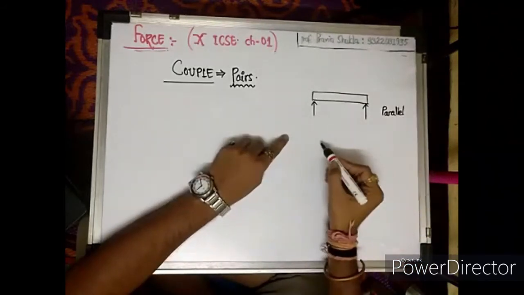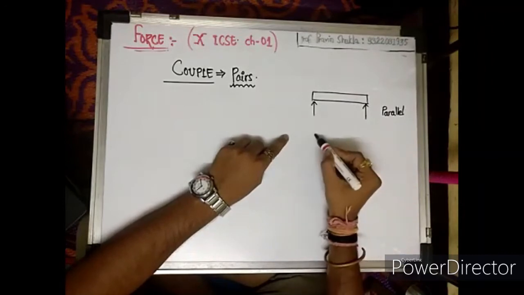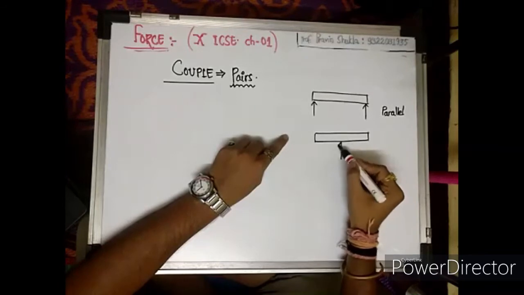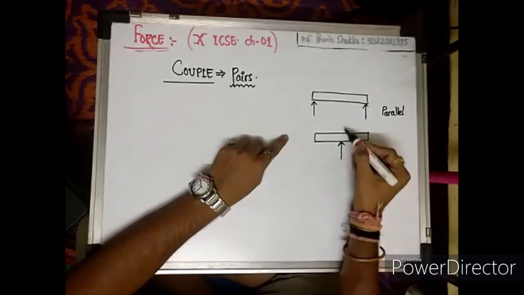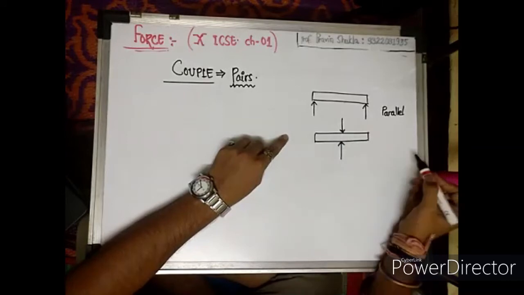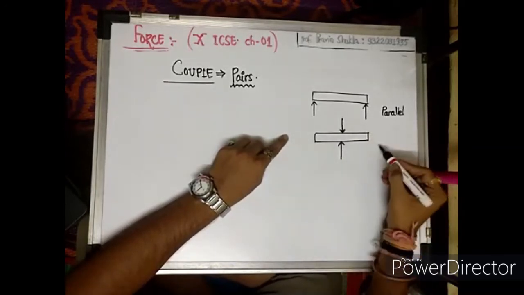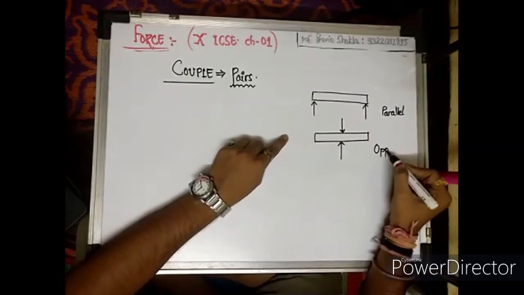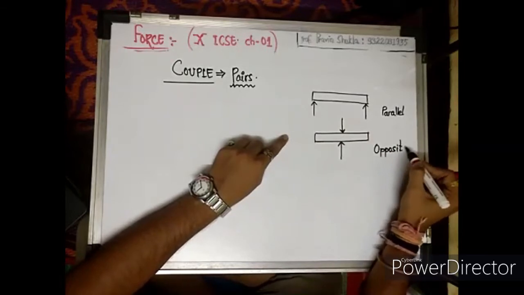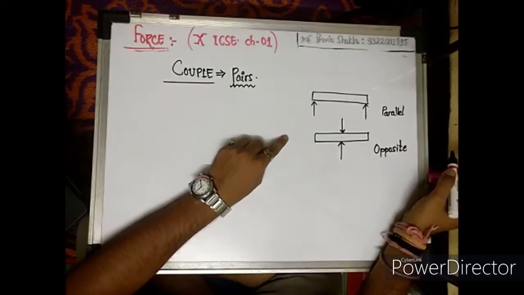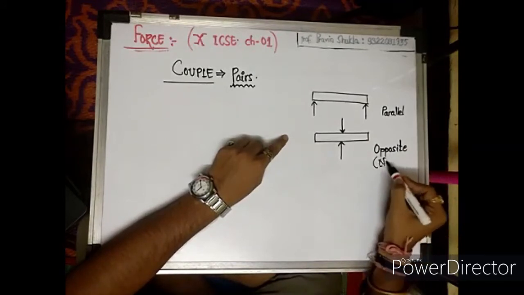Now understand this. If I apply a force like this, one force here, and at the same point I apply another force, again equal in magnitude, such two forces are called opposite forces. What will happen? Both of them will cancel each other. Yes or no? Why? Because they are negative to each other.